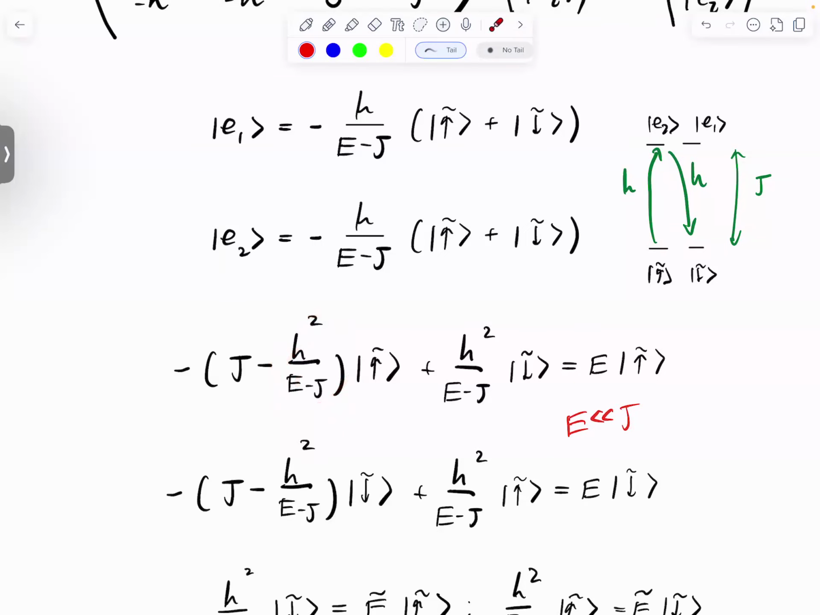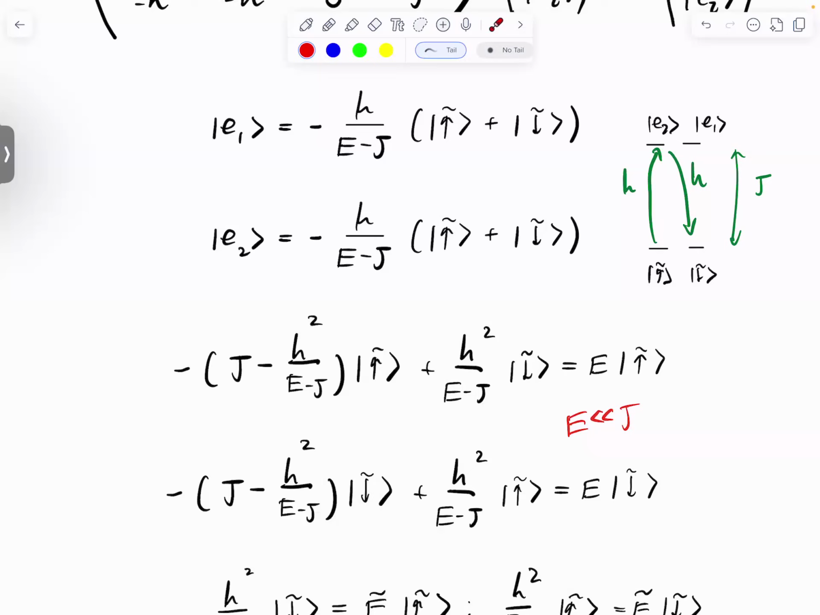And overall, what this implies is that this method of neglecting the energy in this elimination of states that I've done is valid only in the same regime where second order perturbation theory is valid. Because if you look at it, it's basically second order perturbation theory. And you can ask, perturbation theory in what? Perturbation theory in H over J.